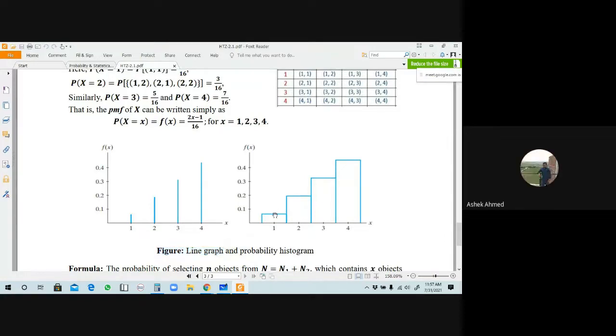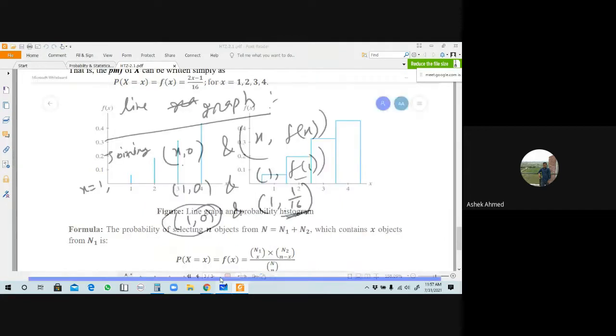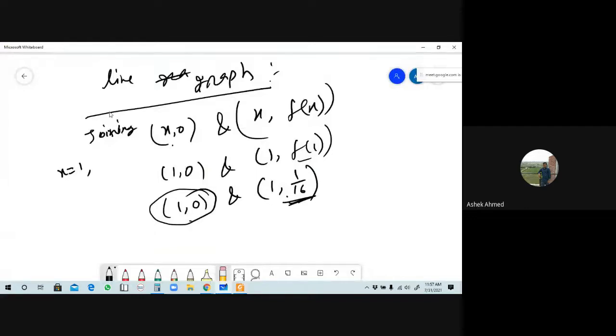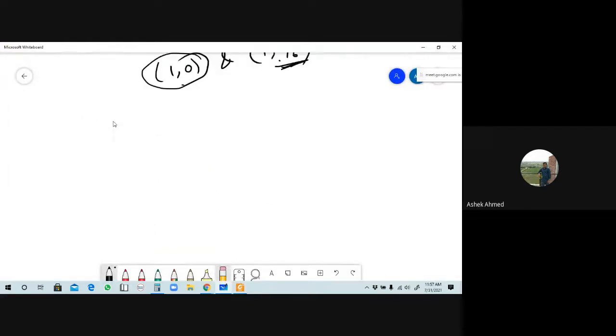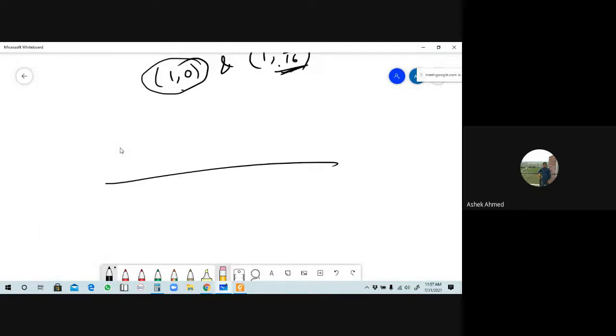And now we will discuss histogram. How can we sketch a histograph? The basic concept of drawing a histograph for discrete type of values: first of all, you have to define the values 1, 2, 3 and 4 here. After defining 1, 2, 3, and 4, you have to take the middle point between consecutive two numbers.